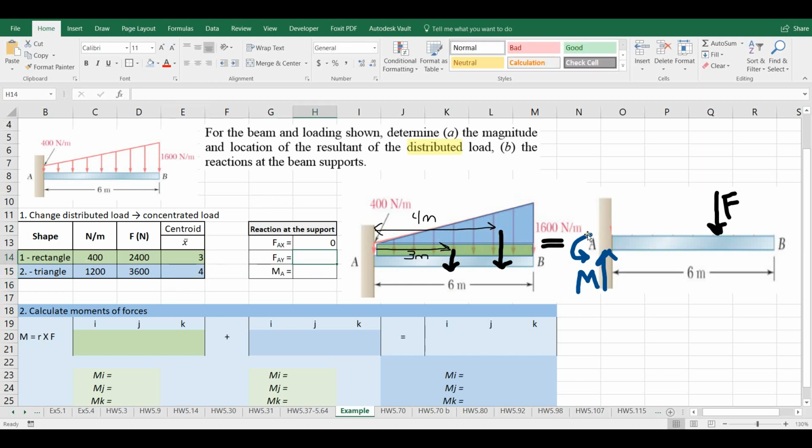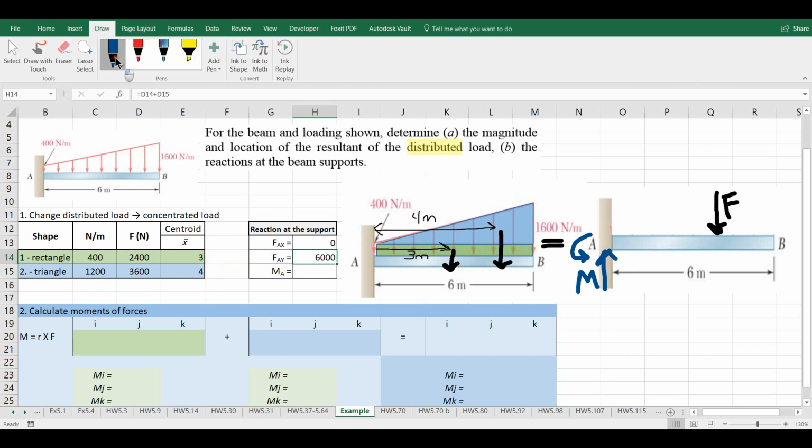And so for the resultant force for the magnitude, all we're going to do is just add together these two components. And so there's this one. Let's see. This plus this. Okay, so there's the magnitude. We also need to know the location of this guy.